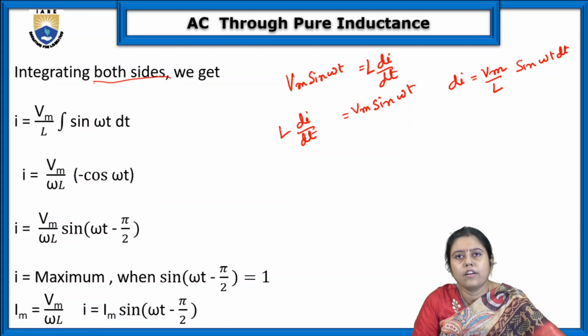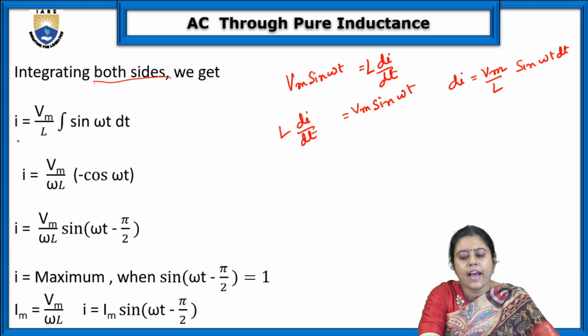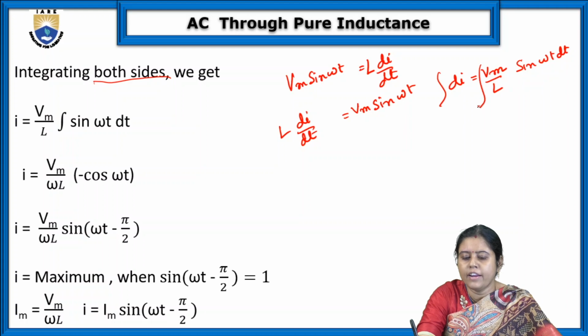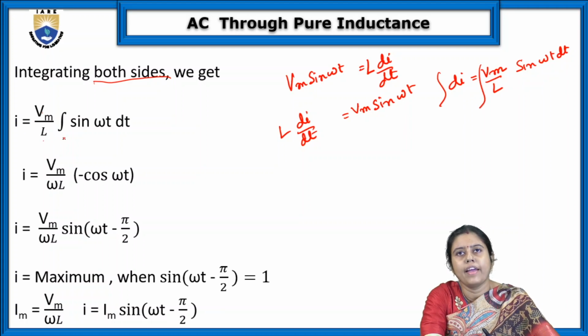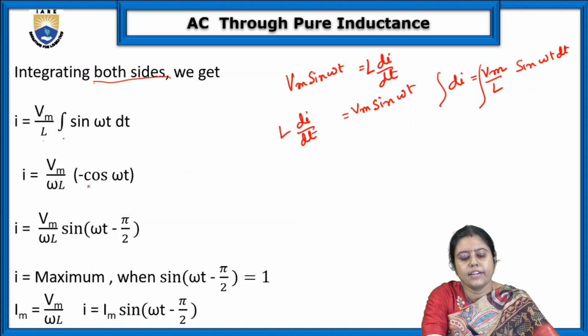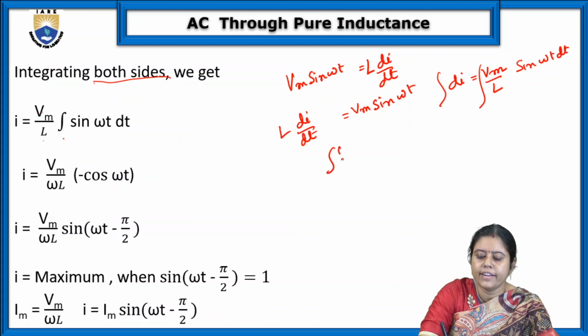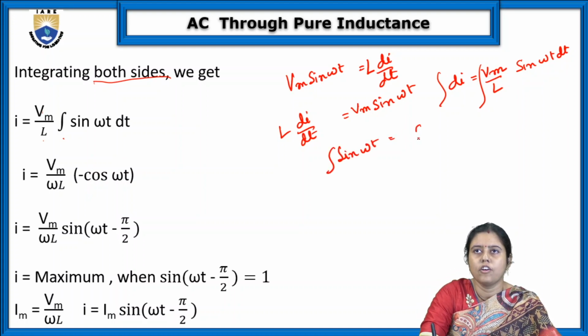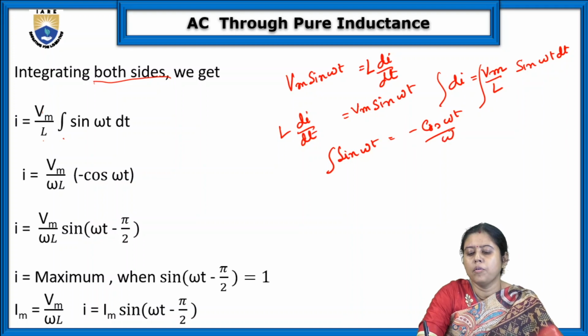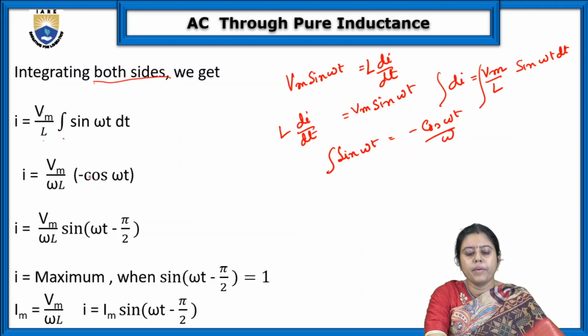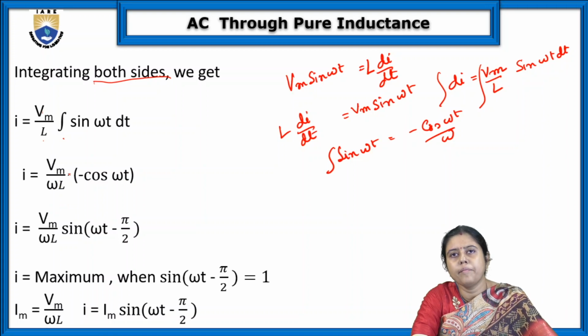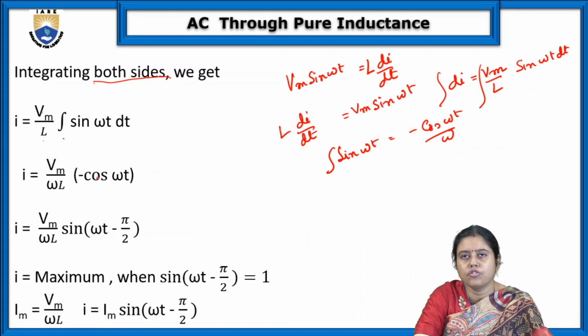Because we have to calculate the current. So what is I? If we integrate both sides, we get I equals Vm by L times the integration of sin omega t dt. What is the integration of sin omega t? It is equal to minus cos omega t by omega. So we get Vm by omega L times minus cos omega t.